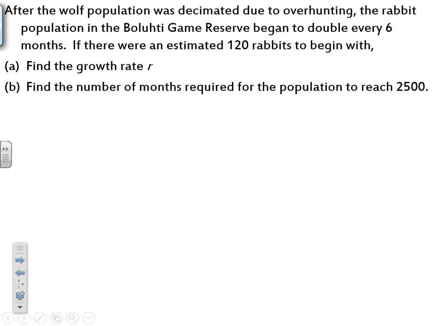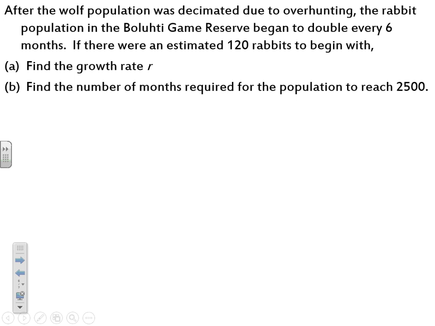So here, again, a very popular thing that we're doing, modeling population growth. After the wolf population was decimated due to overhunting, the rabbit population in the Boluti Game Reserve began to double every 6 months. If there were an estimated 120 rabbits to begin with, A, find the growth rate, or that constant rate, whatever it is. Sometimes it's called k, and we're going to refer to it as r. B, find the number of months required for the population to reach 2,500 rabbits.